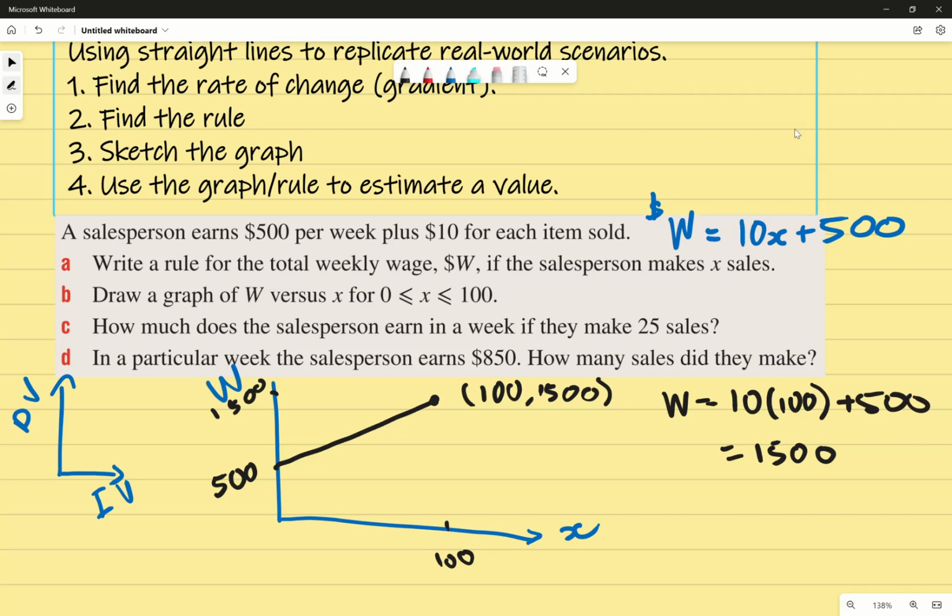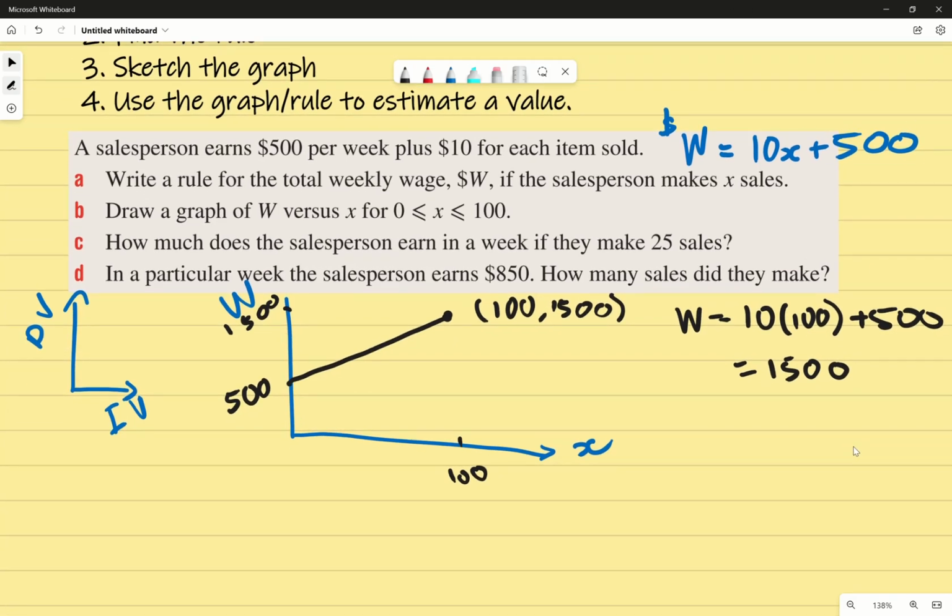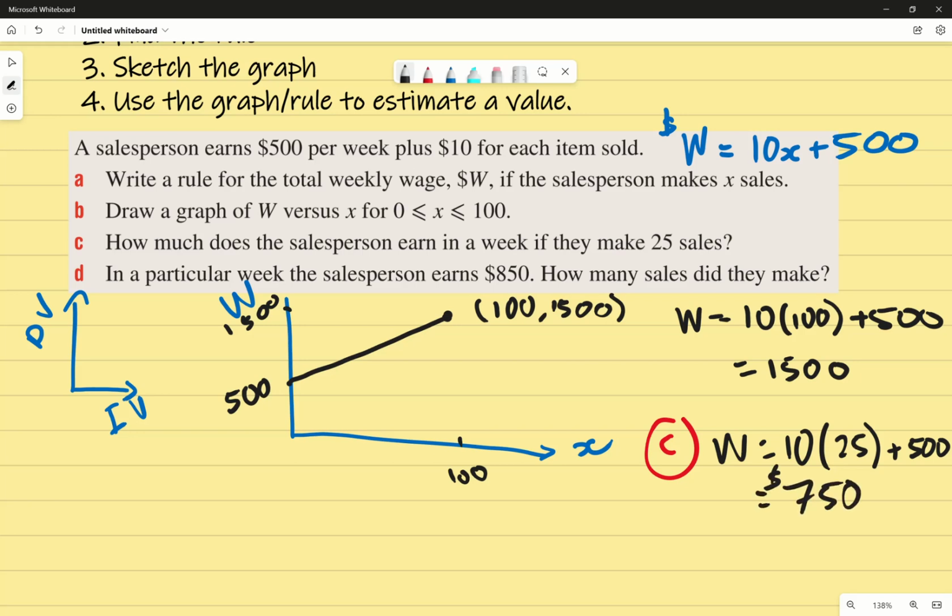How much does a particular salesperson earn in a week if they make 25 sales? We do the same thing we just did. So for C, we would say W equals 10 times 25 plus 500, which is 750. Thank you. $750.